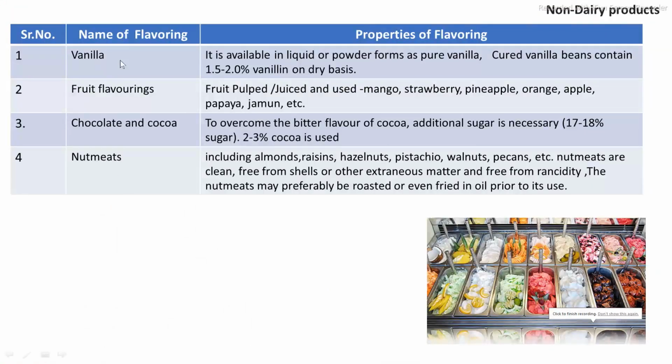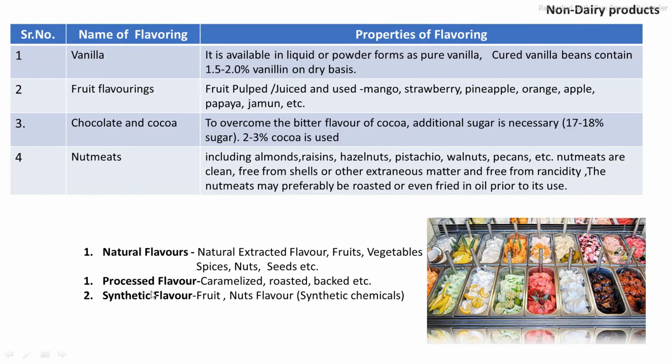In the flavoring substances, these are the examples of the main groups along with the properties: natural, synthetic, and processing is also one of the groups, in which the processed flavor is caramelized, roasted, baked, or added with another specific ingredient into the ice cream, such as a baked product, a confectionery-related product, or roasted or toasted ingredients, which provide the flavor of the final product.